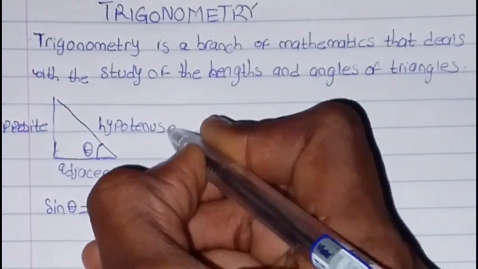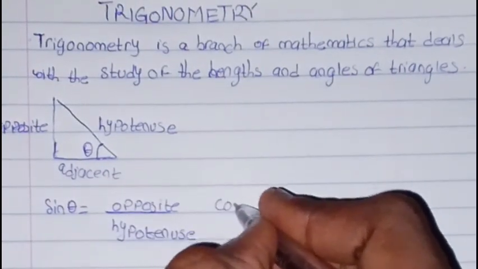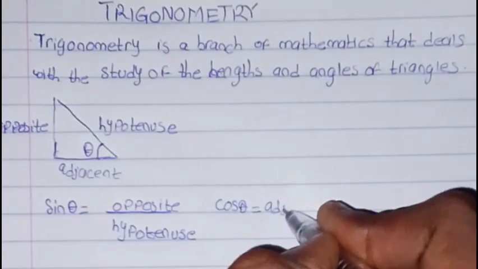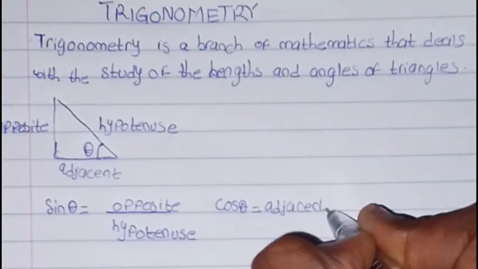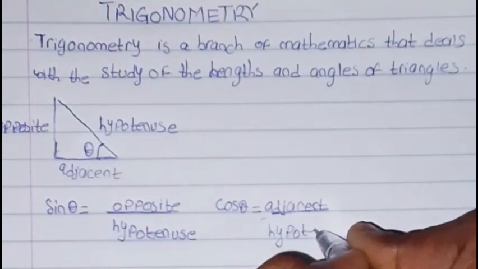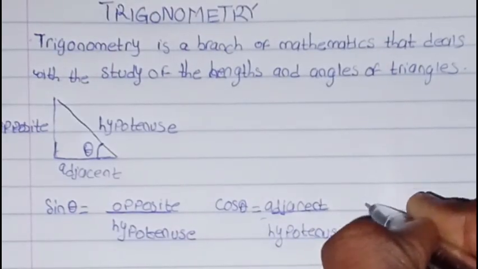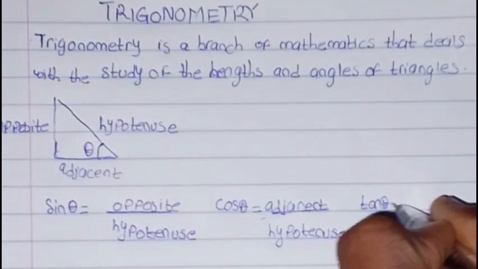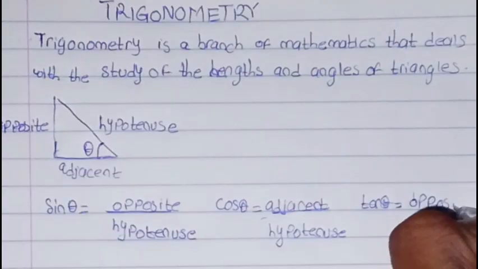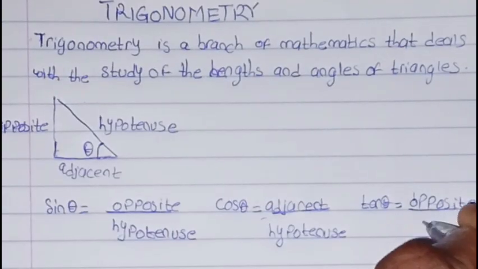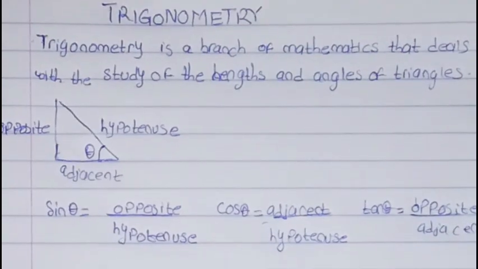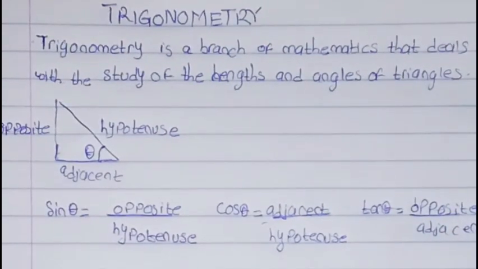Then we have the second, cos theta. So cos theta is given to us as adjacent divided by hypotenuse. And the last we have is tan theta, which is given as opposite divided by adjacent. Now, these are basic trig ratios that we ought to know starting basic trigonometry. There are more complex ones, but let's start with these.